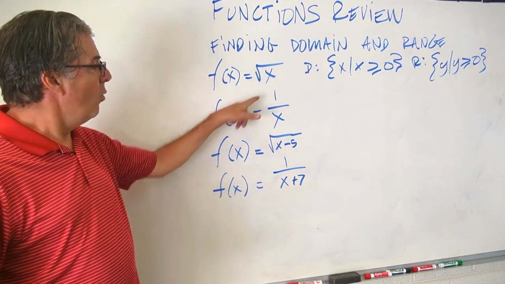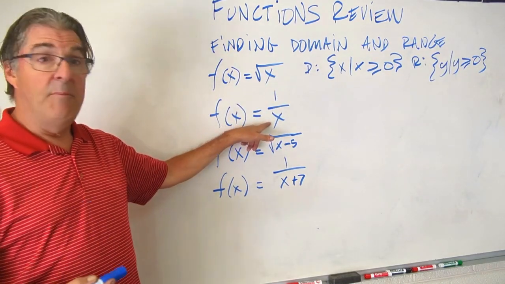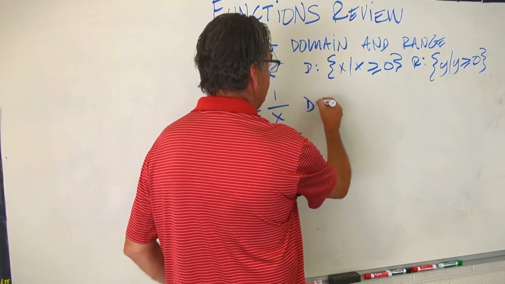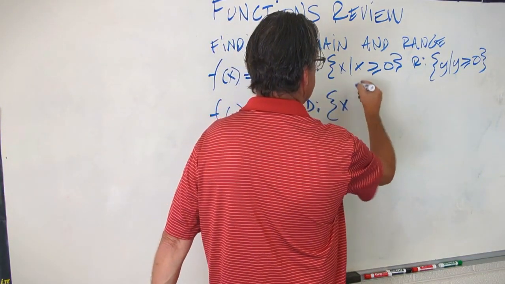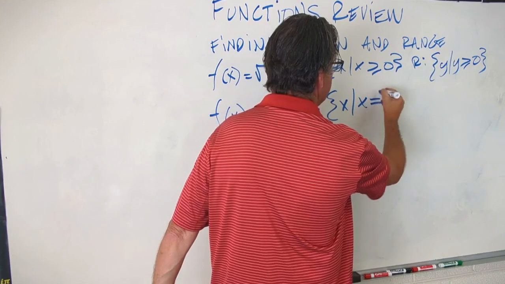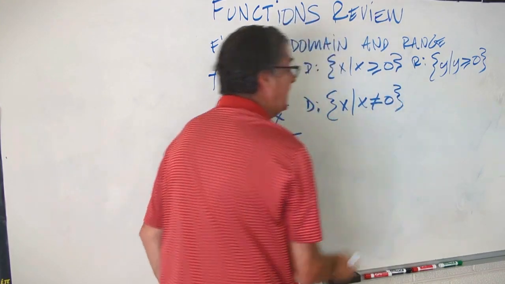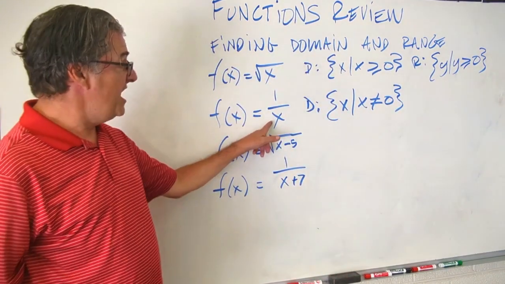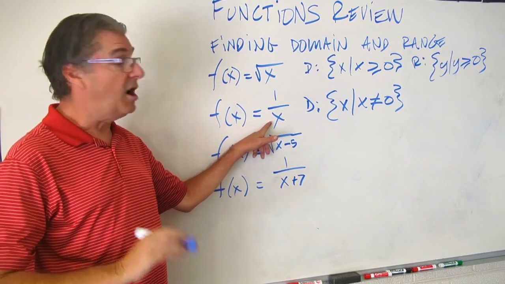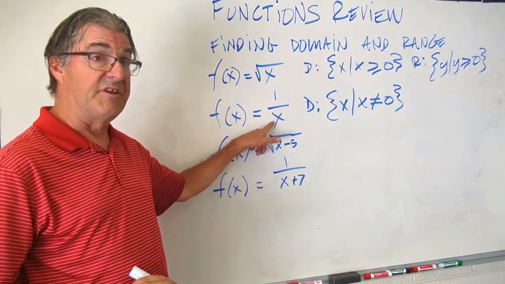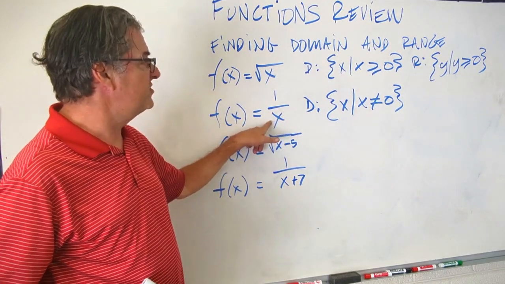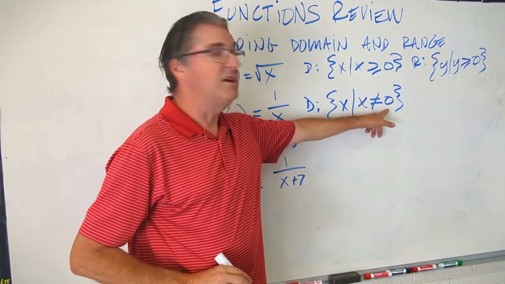Okay, second one, 1 over x. The domain of this one is going to be the set of all x such that x is not equal to 0. Okay, we can't divide by 0. We can have a negative number there. That's no problem. We just can't have 0 there. So the domain of this function is a set of all x such that x is not equal to 0.